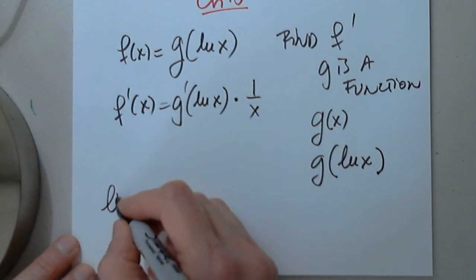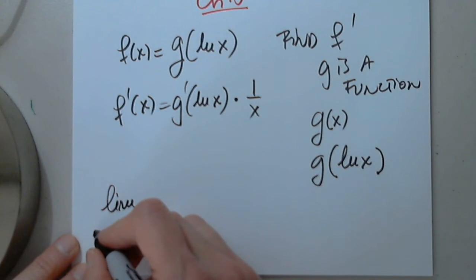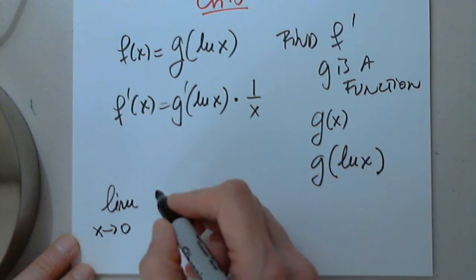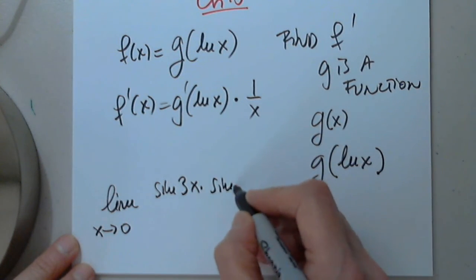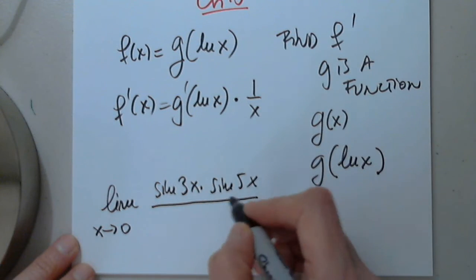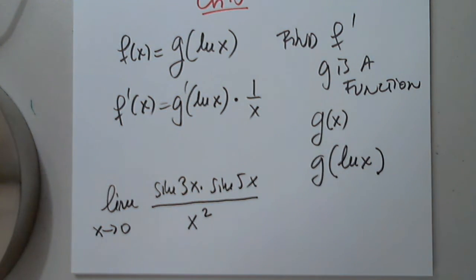Okay. Let's look at this limit. Limit as x approaches 0, sine 3x times sine 5x divided by x squared. My apologies if we have done this before. I don't remember exactly.